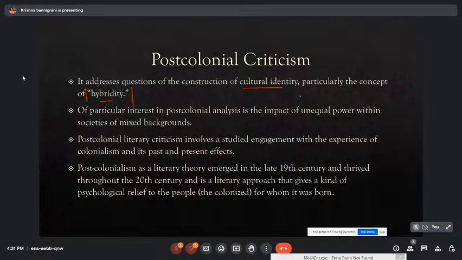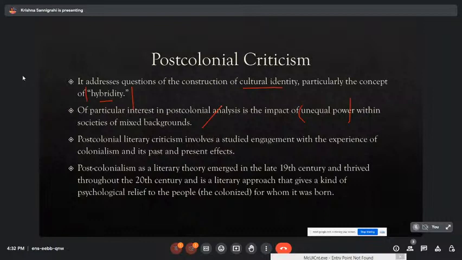Now, of particular interest in post-colonial analysis is the impact of unequal power. What kind of power? Unequal power within the societies of mixed backgrounds. So in a society having people from different backgrounds, that is mixed backgrounds, the idea of unequal power equation comes in. So of particular interest in post-colonial analysis is what? Is the impact of unequal power within the societies of mixed backgrounds.